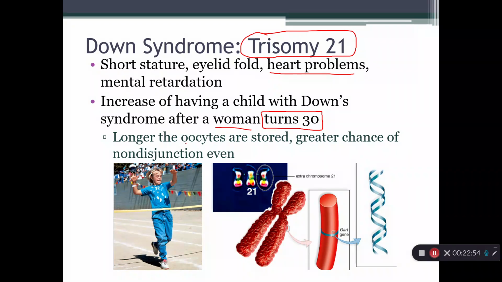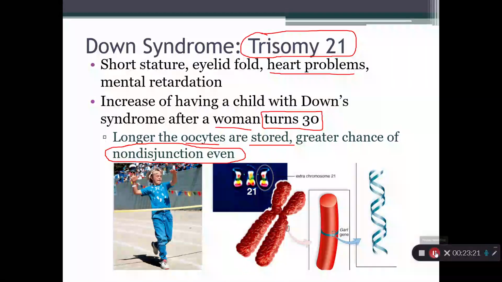The longer the oocytes are stored in the woman's ovaries, the greater the chance of non-disjunction. You want to know that non-disjunction is where the chromosomes fail to separate correctly, and it can cause different types. It's not just Down syndrome. Monosomy is where there's one chromosome. Trisomy is where there's three, and some are more serious than others. Down syndrome children seem to be the happiest people, and people with Down syndrome can reproduce, but it is rare.